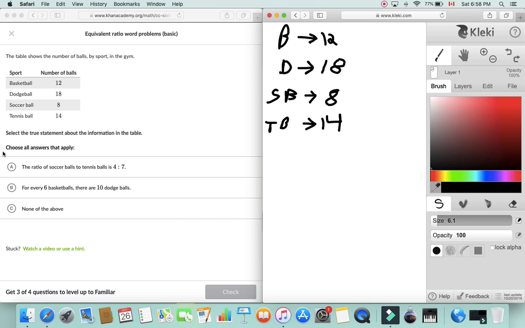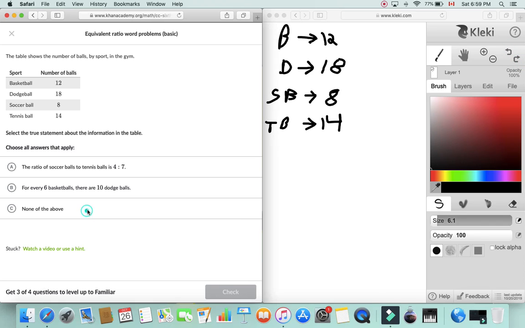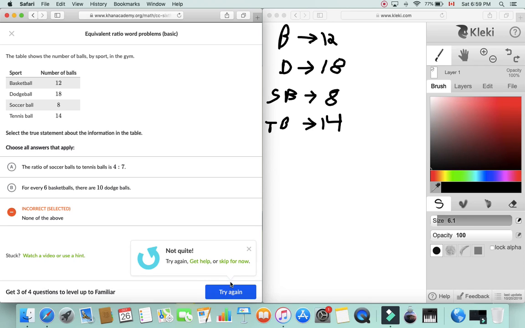How about for every 6 basketballs, there are 10 dodgeballs? Well, that one also doesn't work sadly, because this becomes 6 to 9 because you divide it by 2, and that's 9, not 10. That doesn't work either. How about none of the above? Okay, that's the answer. You got me there.